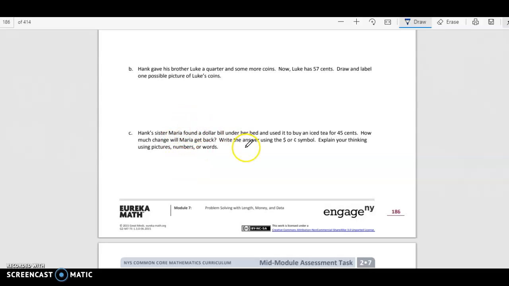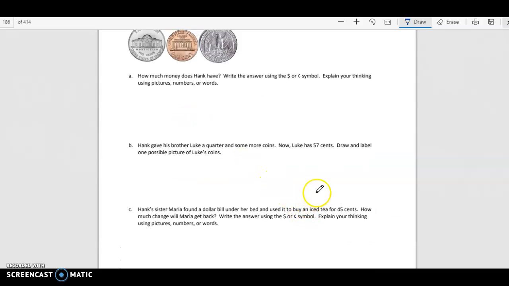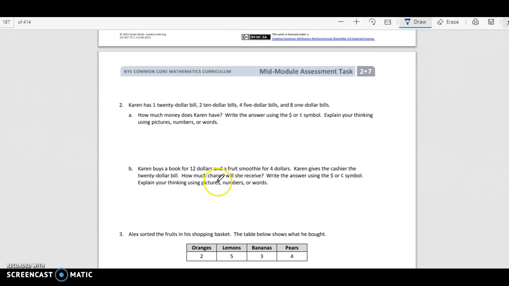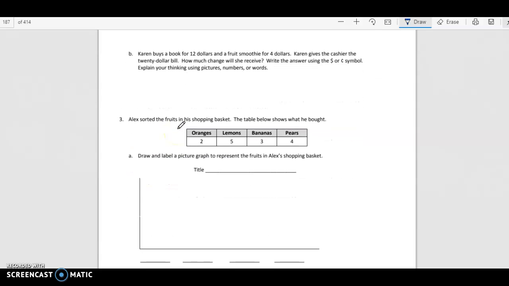Hank's sister Maria found a dollar bill under her bed and used it to buy an iced tea for 45 cents. How much change will Maria get back? Write the answer using the dollar sign or cent symbol. Explain your thinking using pictures, numbers, or words. So just let me know how much change Maria would get back. Number 2 is more about money. And number 3 is getting into the graphs now.